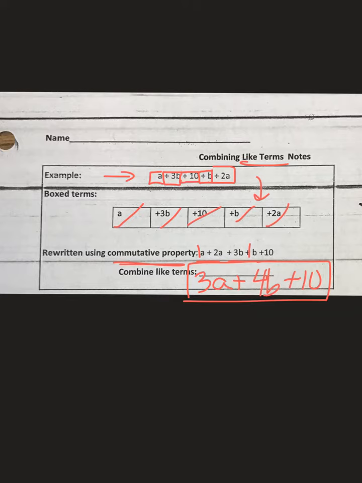Now, I just want to make sure that we're clear here. We don't combine unlike terms. So you would never combine a 3A and a 4B, because those are unlike terms. You can only combine like terms. Okay? So we're going to go ahead and go through 1 through 9 together. So follow along with me and make sure that you're showing the same work that I'm showing on my screen.